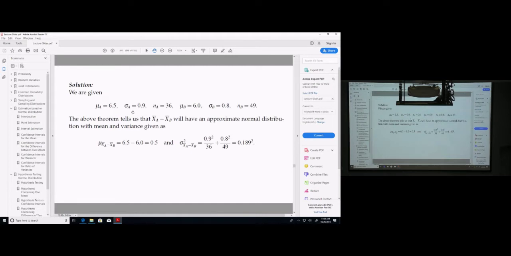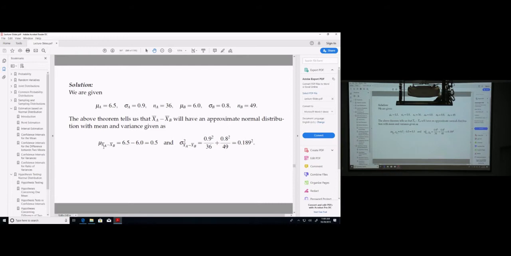Okay, anyway, so the subscript A refers to coming from manufacturer A. Subscript B refers to that from manufacturer B. So we were told that the mean is 6.5, the standard deviation is 0.9, and the sample size that we are testing from manufacturer A is 36. So we have all these numbers ready.